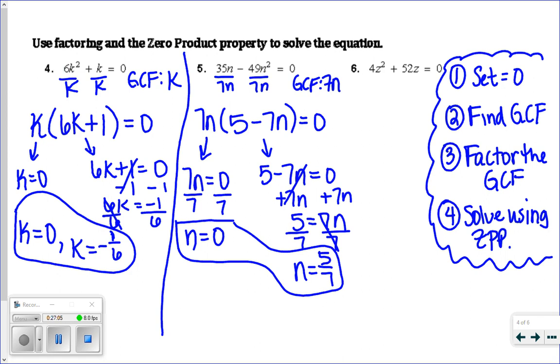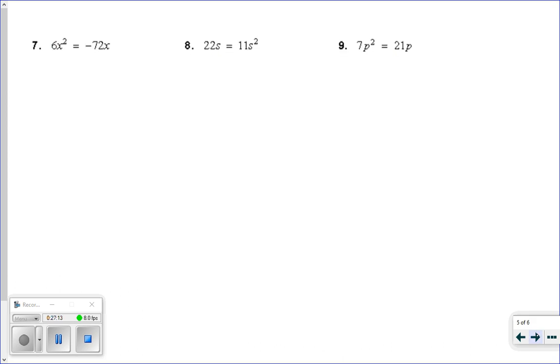Okay. Try number 6, and then you can check it against the answer key on number 6 and see if you got it right. See if you can find the GCF, factor it, and then use the zero product property. So I'll let y'all try that one on your own, and then you can check with the key. Let's move on to number 7 and think about, well, how is this one a little bit different?